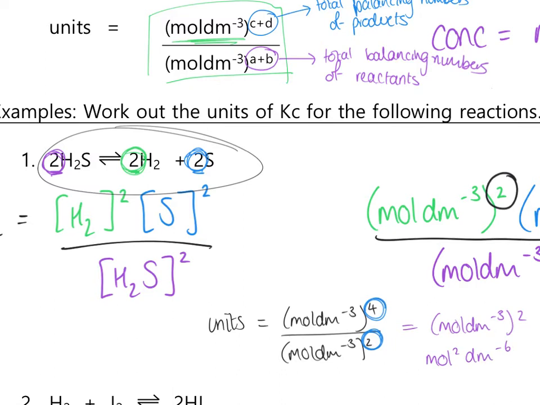Essentially, we could simplify that even more to say that what we're doing is moles per decimeter cubed, C plus D minus A plus B. That's what we end up doing. See how we ended up doing 4, which was the total balancing number of our products, minus A plus B, the total balancing numbers of our reactants. That ended up being our power.